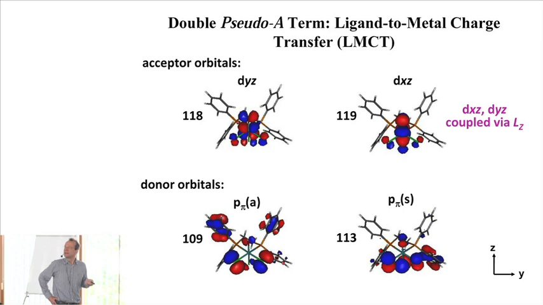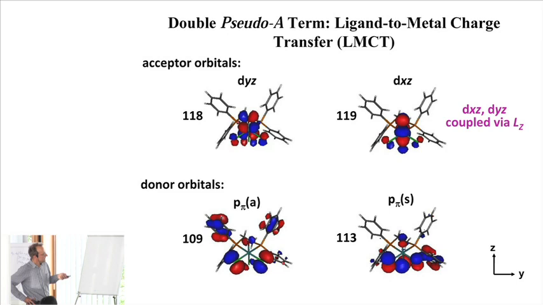orbitals and the accepting orbitals. The donor orbitals are pi orbitals from the chloride ligands, and the acceptor orbitals are dxz and dyz. That's a molybdenum center, which are unoccupied but coupled by spin-orbit coupling.